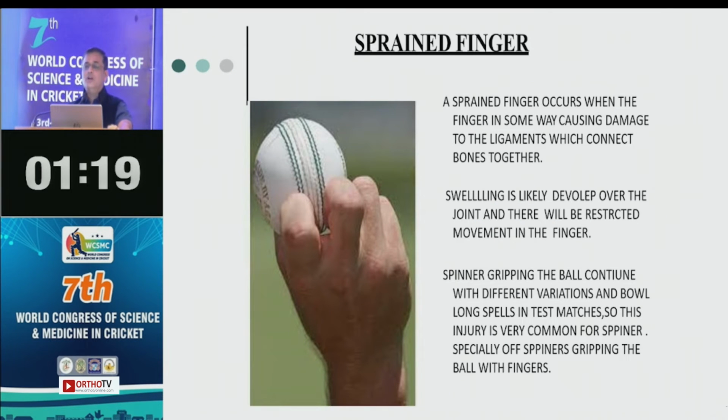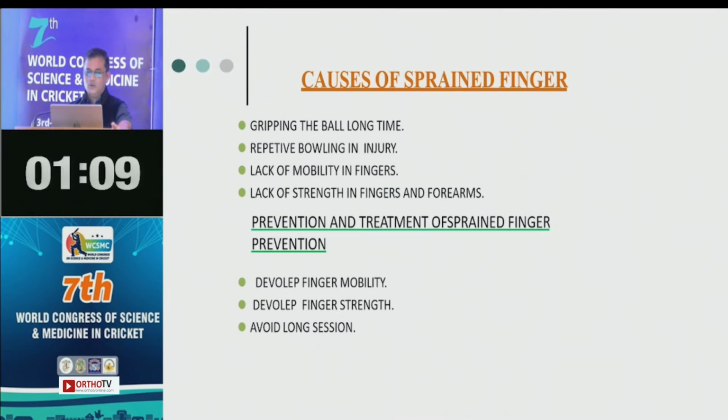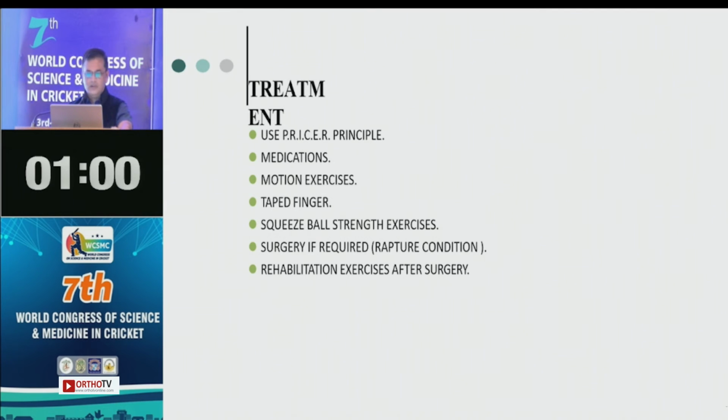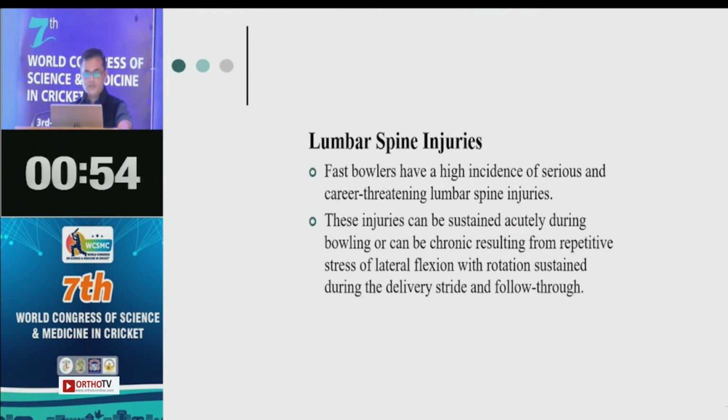Sprained finger, because spinners have to spin their ball a lot, so they twist their fingers a lot. So this sprained finger is again an overuse kind of injury, and a bowler may feel continuous swelling or pain at the time of bowling. So the treatment and the prevention would be strengthening and some technical modifications.